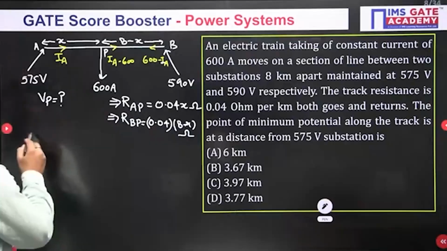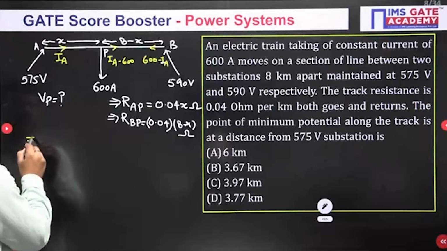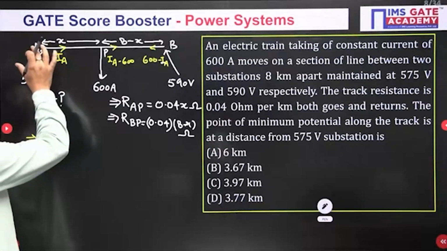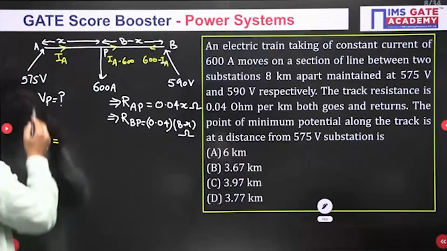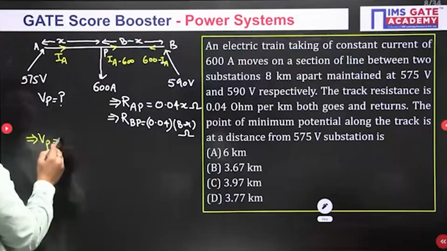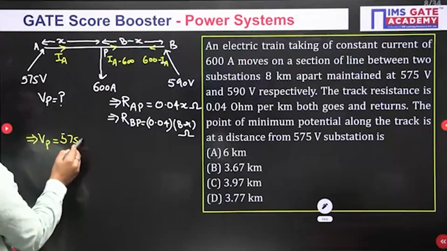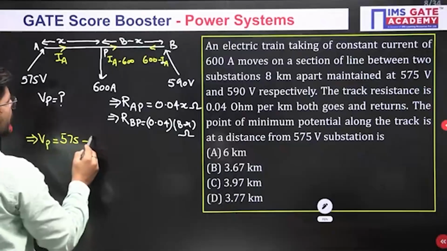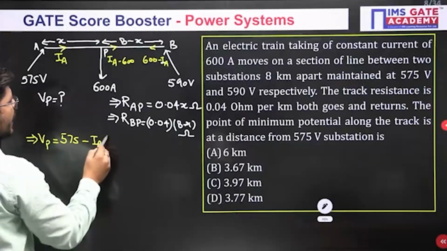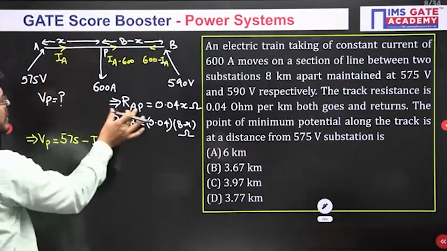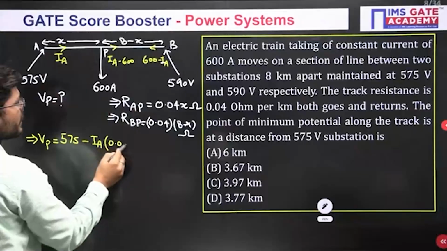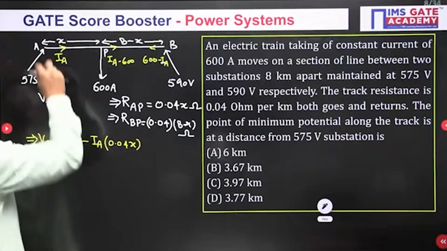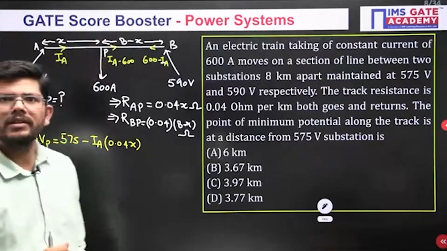Now if I find out the value of Vp, I can find it in two ways. Vp, if I am taking this end, from this end it will be equal to the voltage at A, which is 575, minus the drop in this particular part. The current is IA and the resistance of this particular part, which is RAP, is 0.04x.